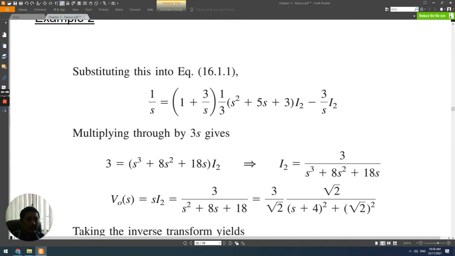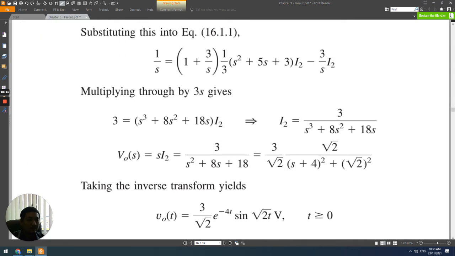So this is the V out, S times I2. However, the answer is still not finished. This is not the answer because we have V out in the S domain. What we want is V out in the time domain. So in order to get V out in the time domain, we have to inverse transform V out(s) into V out(t).